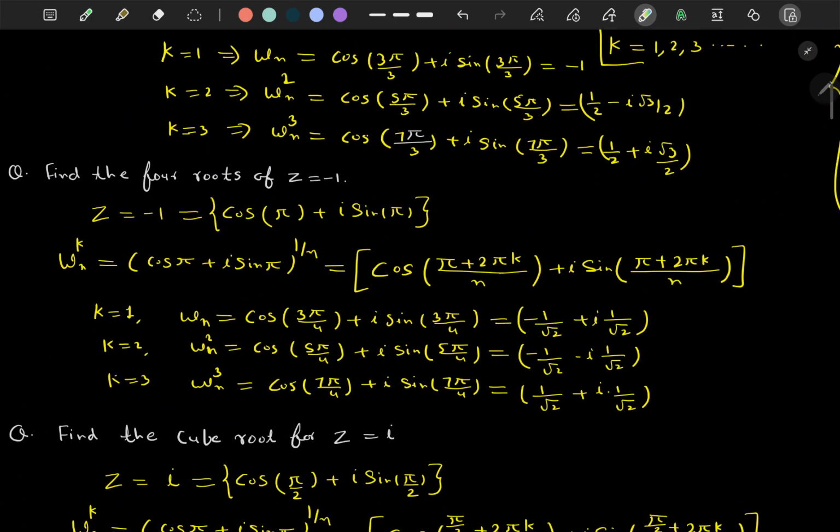Now find the 4 roots of z equal to minus 1. For z equal to minus 1, it is cos pi plus iota sine pi. And when you do z to the power 1 by n, it is cos pi plus iota sine pi to the power 1 by n. Since we are determining 4 roots, n equal to 4. Theta is pi, so pi plus 2 pi k by n. For k equal to 1, it will be 3 pi by 4.